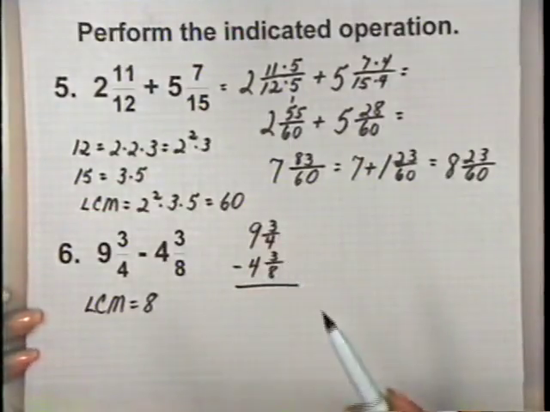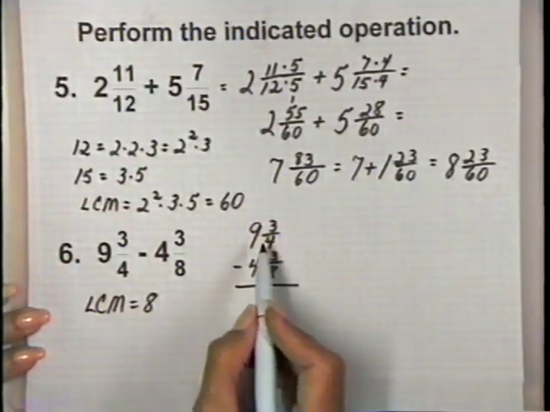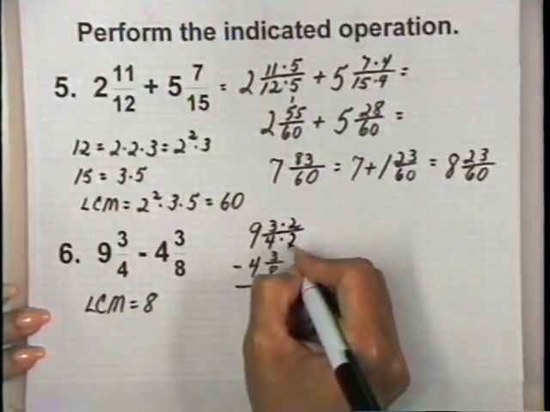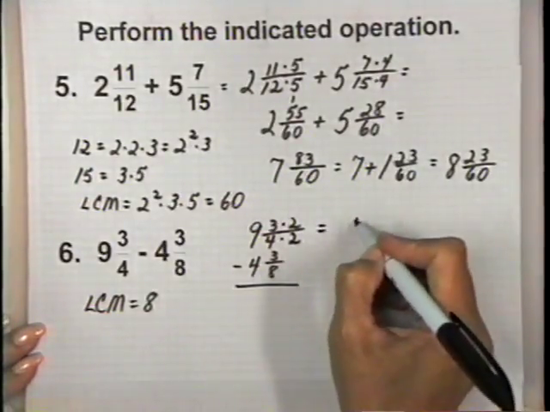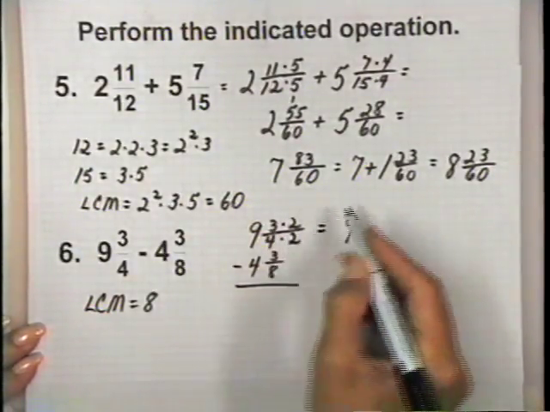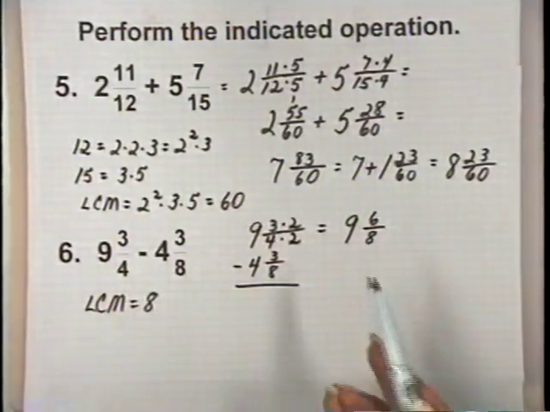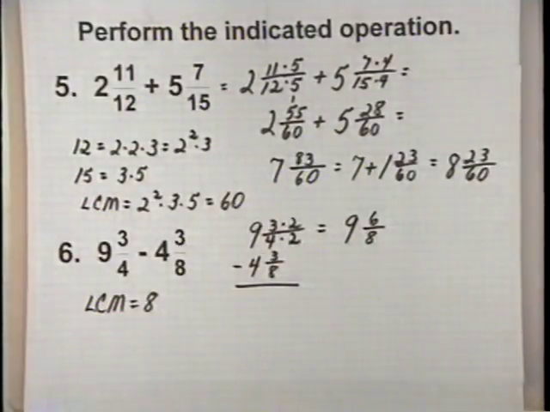For my 9 and 3/4, I want to write an equivalent fraction for 3/4. 4 goes into 8 2 times, so I know that I want to multiply my 3 and my 4 by 2. So I'll have 9 and 3 times 2 is 6 over 4 times 2 is 8. So 9 and 6/8 is equivalent to 9 and 3/4.